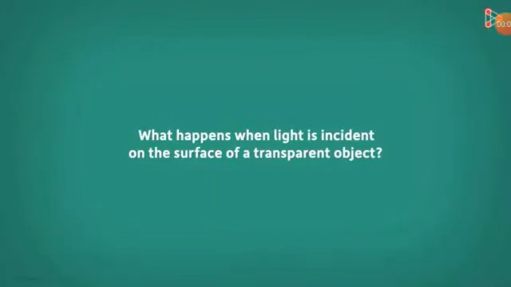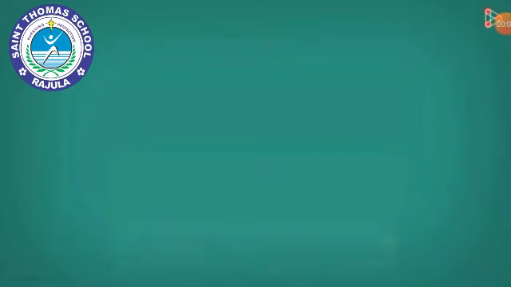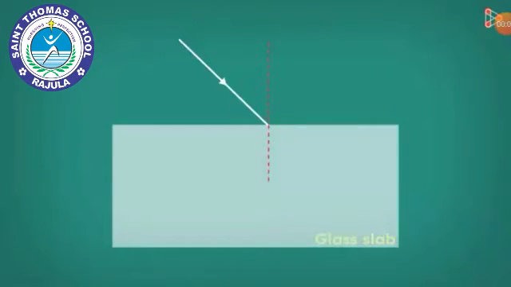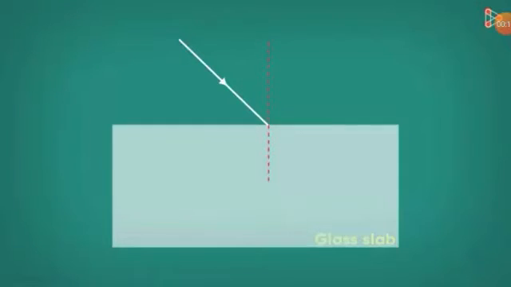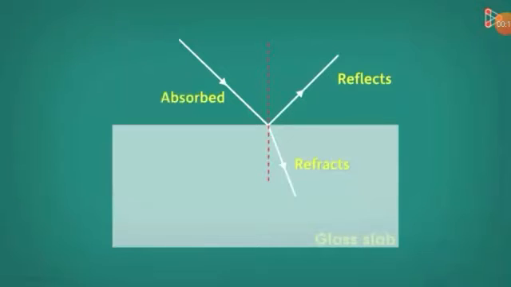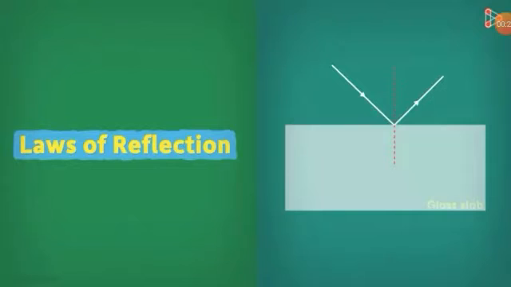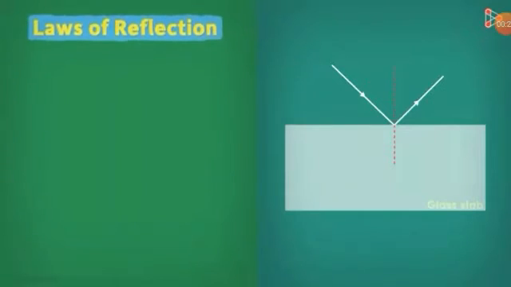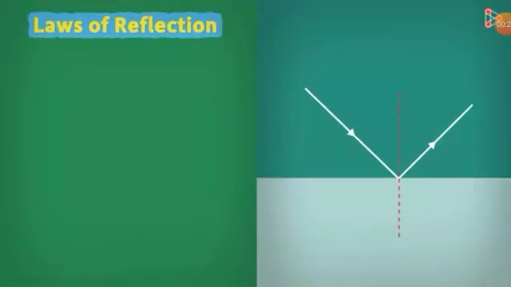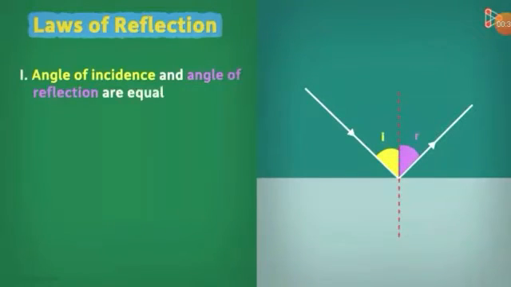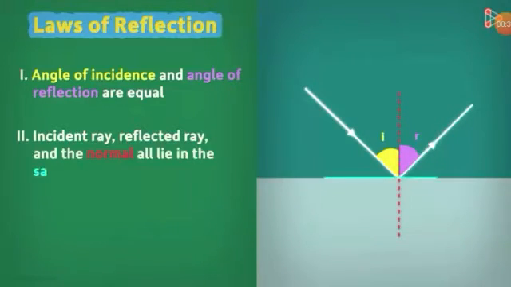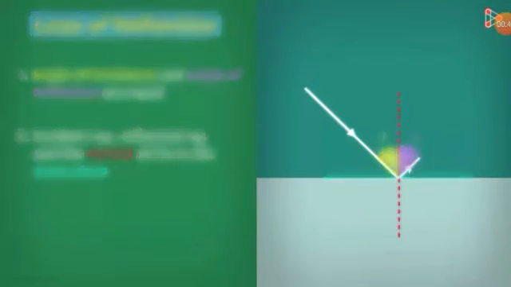What happens when light is incident on the surface of a transparent object? When light is incident on the surface of a transparent object, the incident ray will either reflect back, or it will refract, or it is absorbed. So there are three possibilities: reflect, refract, or absorb. In the previous part we have studied the laws of reflection. Do you remember that? What was that? Or shall we recall it? The first was, angle of incidence and angle of reflection are equal. Second, incident ray, reflected ray and the normal all lie in the same plane.